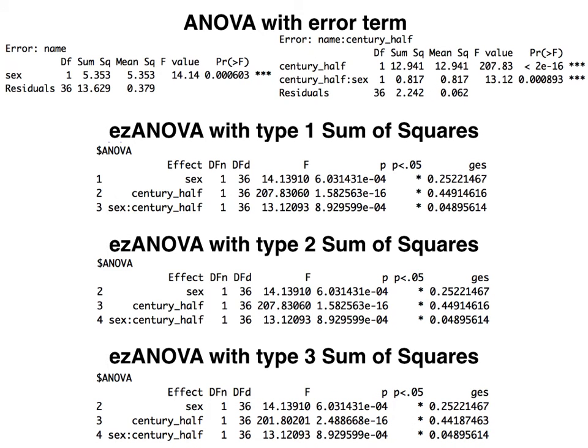Now, if we look at the F values for century half, we see the first three models have the same value, but for our type 3 model, it's different. This is because our type 3 model takes into account the fact that sex is unbalanced for both the main effect and the interaction, while the other models do not. For the rest of the variables, the F values are the same across the models, for sex and the interaction. Okay, so this is one way to have unbalanced data.